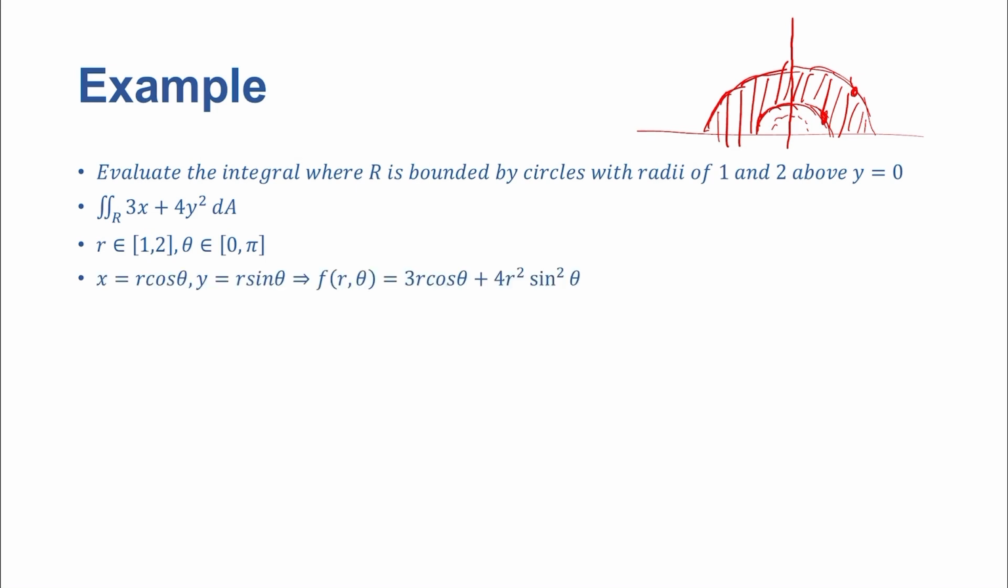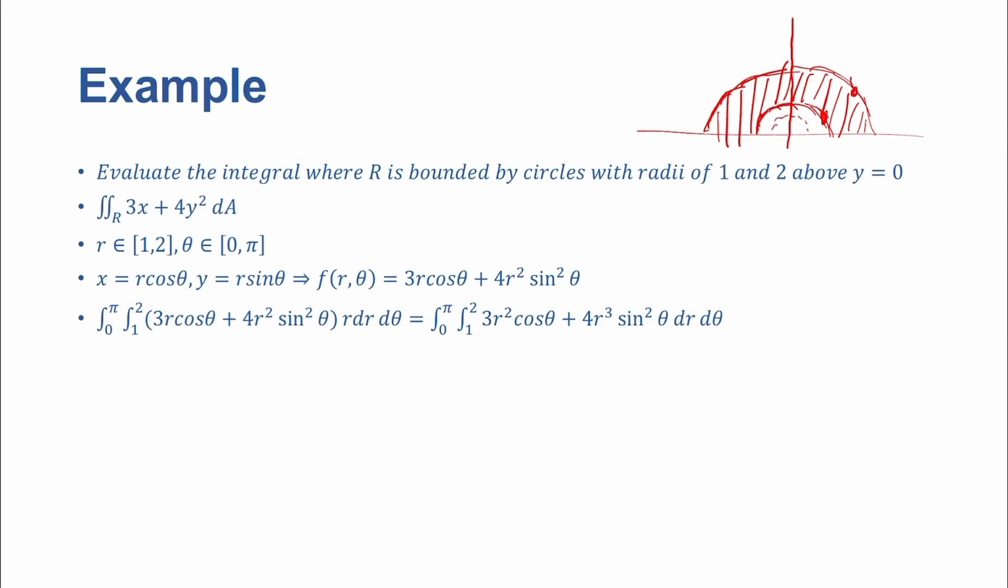Now if we use our conversion such that x equals r cosine theta and y equals r sine theta, we can change our function of x and y into a function of r and theta. So 3x becomes 3r cosine theta, and 4y squared becomes 4r squared sine squared theta. Now we can plug this into our integral so that we have an integral between 0 and pi, an integral between 1 and 2 of 3r cosine theta plus 4r squared sine squared theta, r dr d theta. We'll distribute the r so that we have the integral between 0 and pi, integral between 1 and 2, of 3r squared cosine theta plus 4r cubed sine squared theta dr d theta.